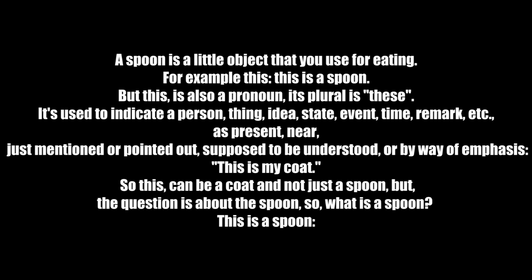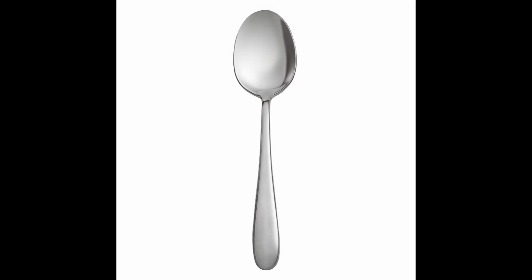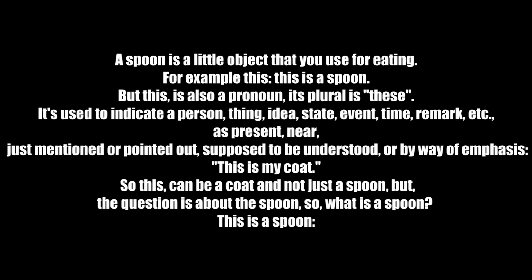A spoon is a little object that you use for eating. For example, this is a spoon. But this is also a pronoun, its plural is these. It's used to indicate a person, thing, idea, state, event, time, remark, etc., as present, near, just mentioned or pointed out, supposed to be understood, or by way of emphasis. This is my coat. So this can be a coat and not just a spoon.